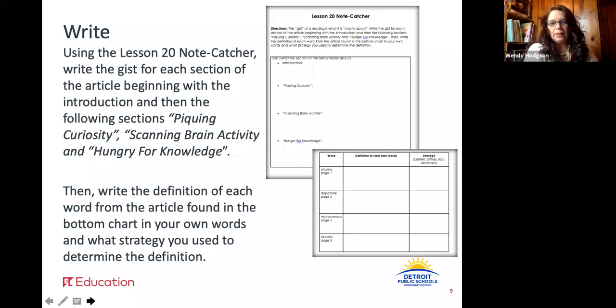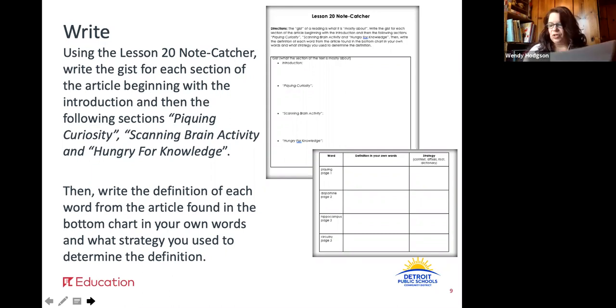It's a little confusing, but that section, Piquing Curiosity, is the first 3 paragraphs on page 2. So read those 3 paragraphs and then just write the gist statement. What is that mostly about? Do the same thing for the other 2 sections in the article, Scanning Brain Activity and Hungry for Knowledge.